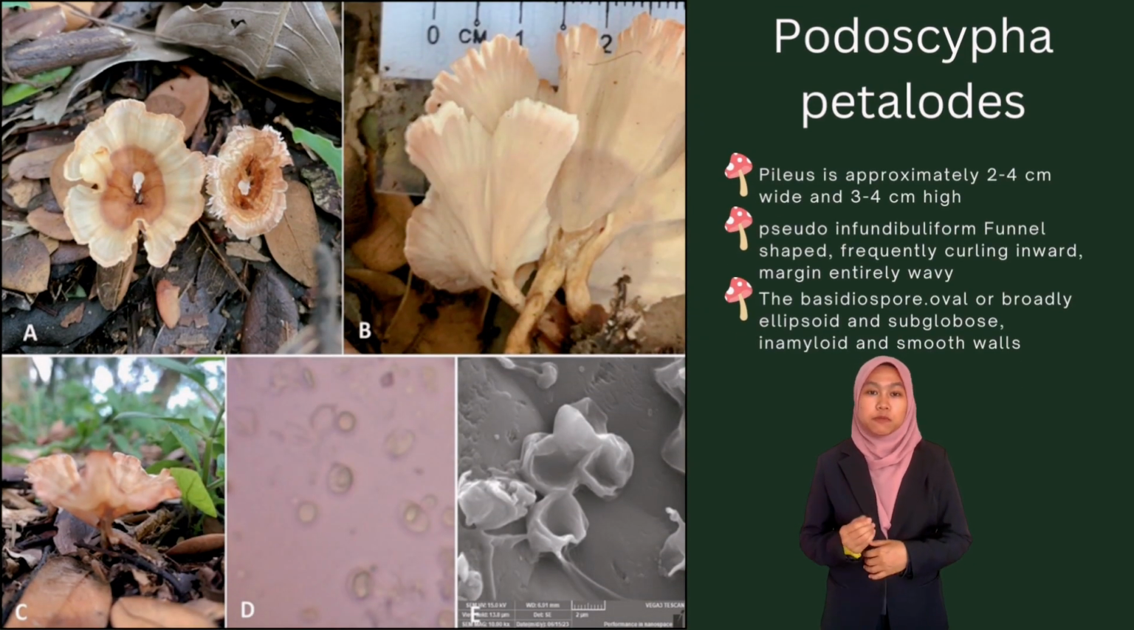The basidiocarp of this species is characterized as small to medium in size. The pileus is approximately 2 to 4 cm wide and 3 to 4 cm high. Pseudostipe infundibuliform, funnel shape, frequently curling inward, margin entirely wavy. The basidiospores are oval or broadly ellipsoid to subglobose, inamyloid, with a smooth wall.